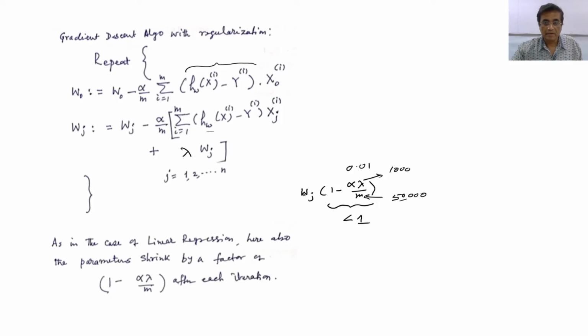And so wj will keep shrinking iteration after iteration, and whatever whimsical parameters you have added, the model will actually self-correct by making many parameters vanish or diminish. So this is the regularization effect. This you have now also learned, and it is exactly similar to what you observed in linear regression.